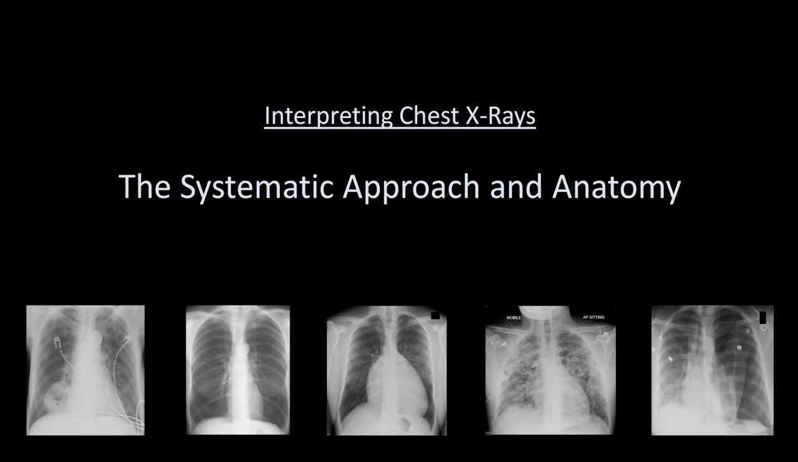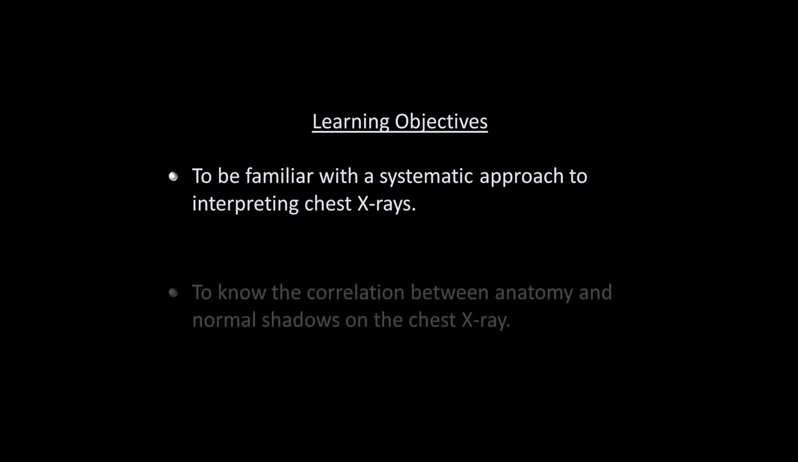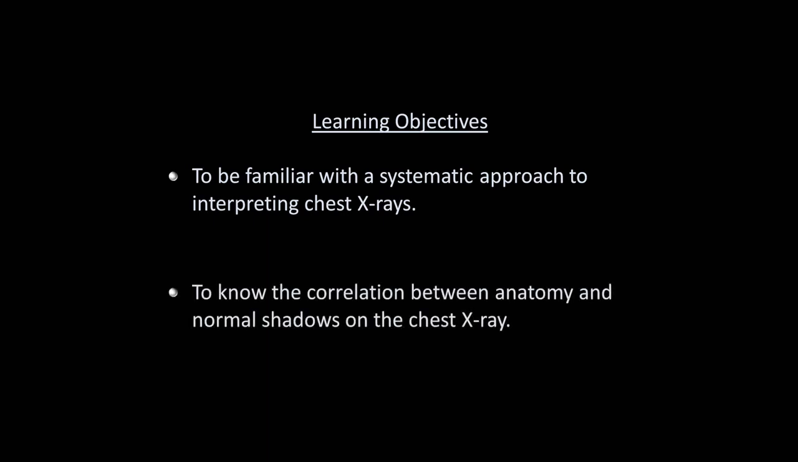The topic is the systematic approach and normal chest x-ray anatomy. The learning objectives of this video are to be familiar with the systematic approach to interpreting chest x-rays and to know the correlation between anatomy and normal shadows on the x-ray.